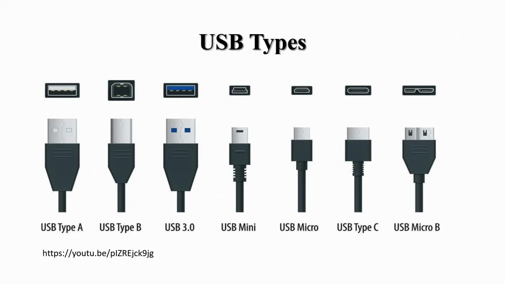These have different transfer rates. For USB 2.0, the transfer rate is 480 megabits per second. USB 3.0 to 3.2 has a transfer speed of 5 gigabits per second to 20 gigabits per second. And USB 4.0 has 40 gigabits per second. So USB type C will use this 40 gigabits per second transfer rate.